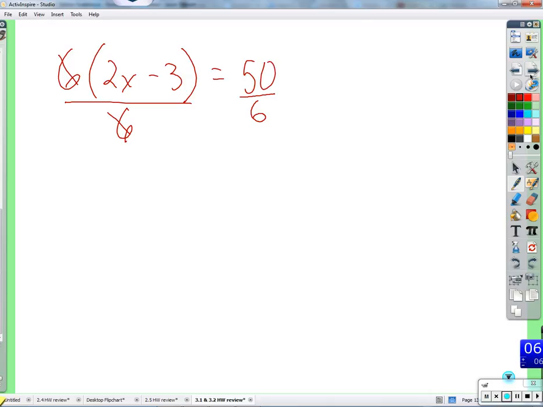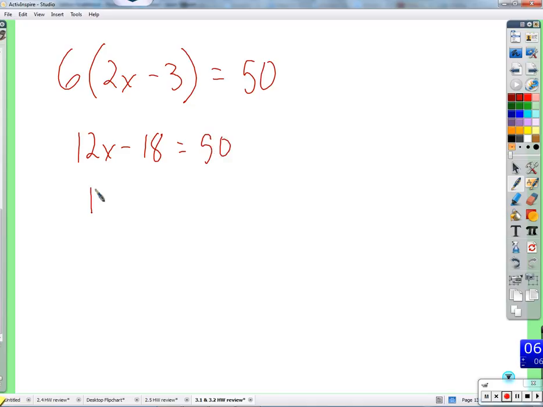In that case, switch. Distributive problem. I would distribute first. I get 12x minus 18 equals 50. Add 18 on both sides. 68. Divide by 12.